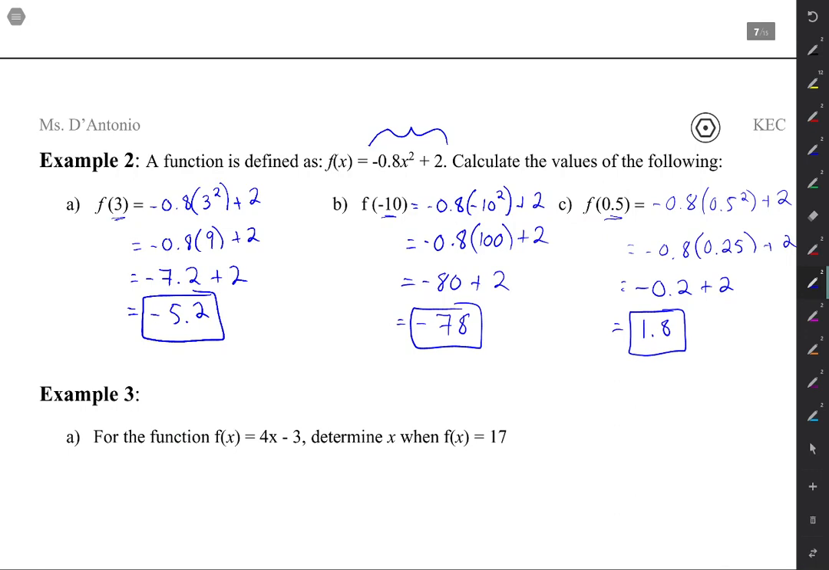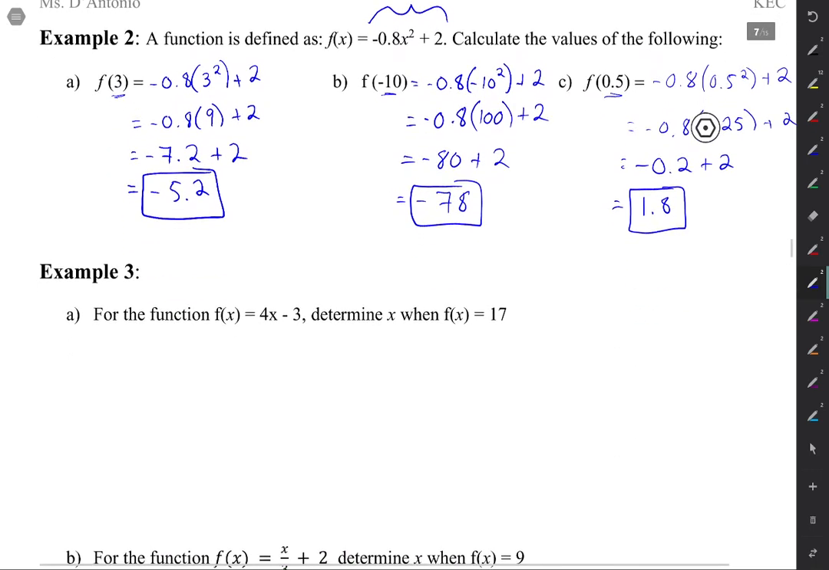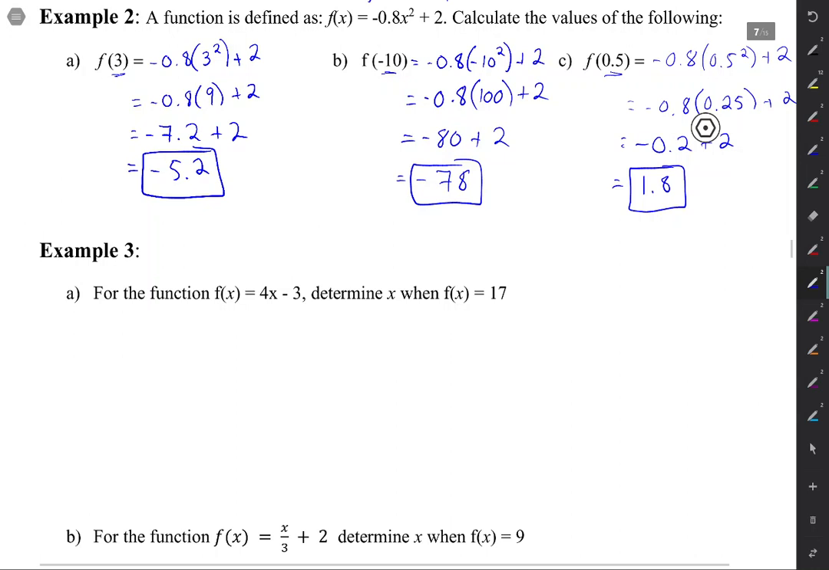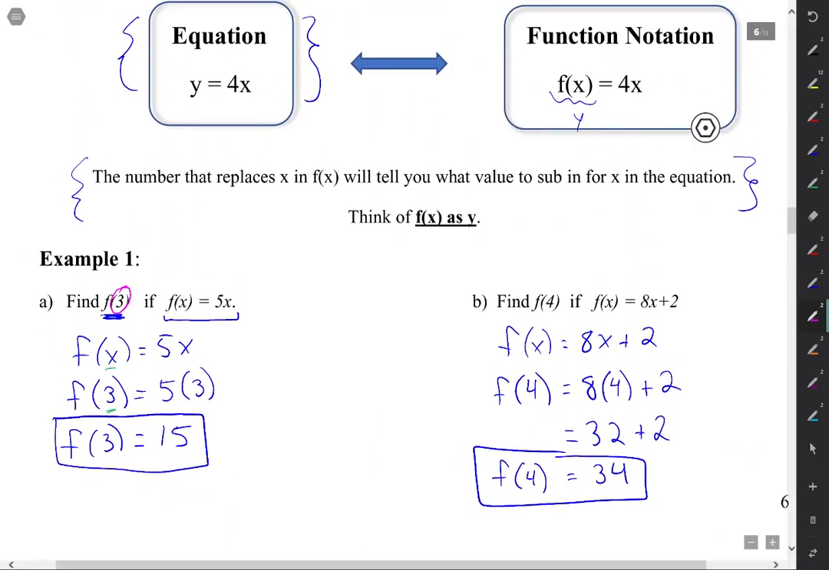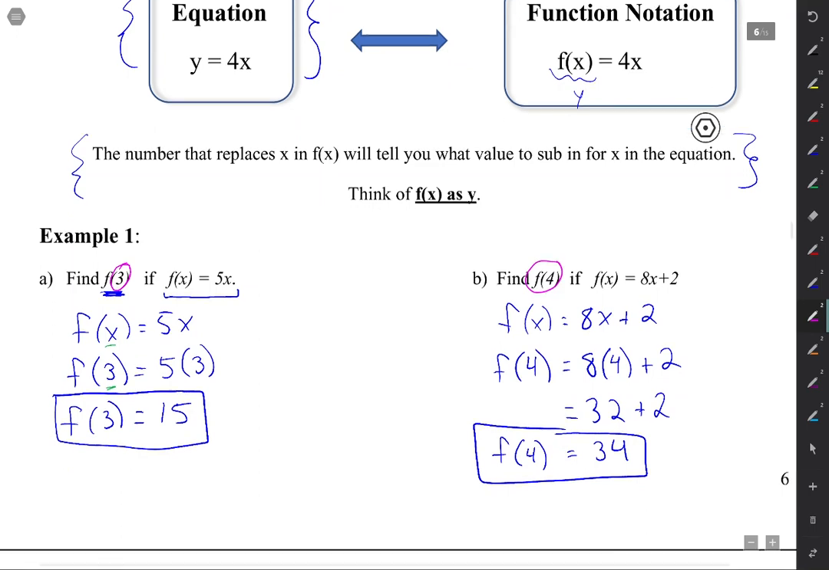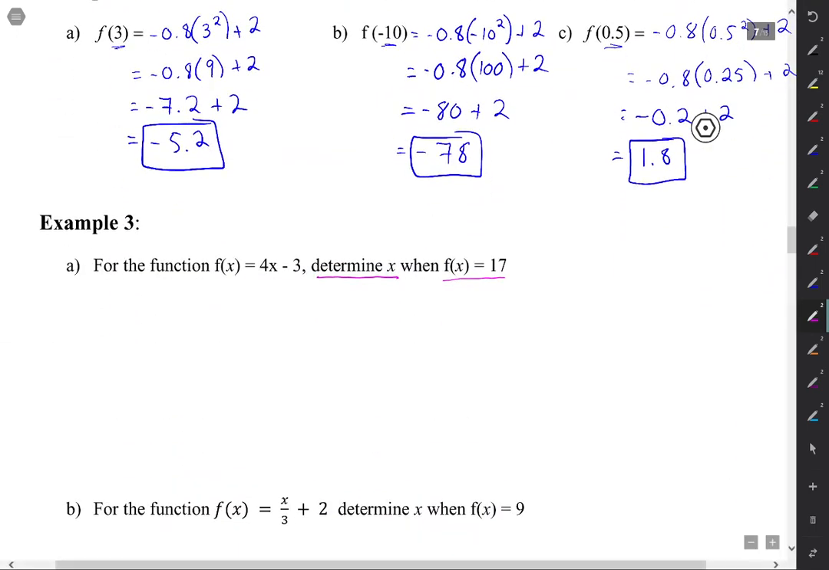Now for example 3, there is a slight difference in the problems we're doing. So for A, let's see how this reads. It says, for the function f of x is equal to 4x minus 3, determine x when f of x is equal to 17. So there is a slight difference in the wording here. Notice how in the ones above that we did, it says find f of 3 or find f of 4. It doesn't say that in these ones. It says determine x when f of x is equal to 17.